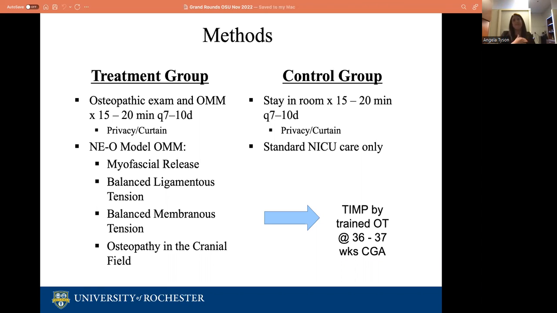Once the study is completely closed, enrollment is done, and the study is shut down, then I can see the TIMP scores. Because if I saw anything along the way, it could create a bias of how I thought people were doing along the way. So that's how we've kept this blinded.